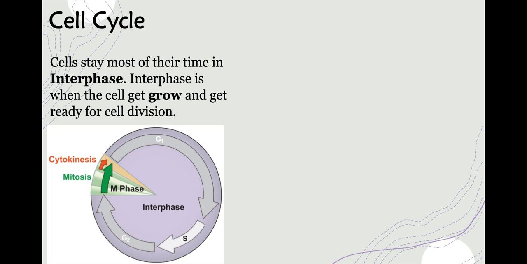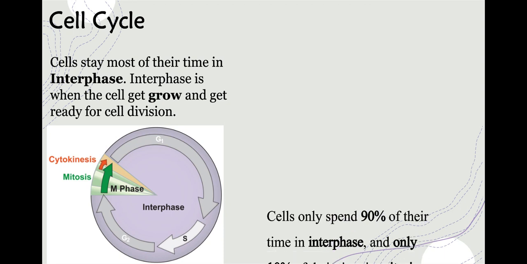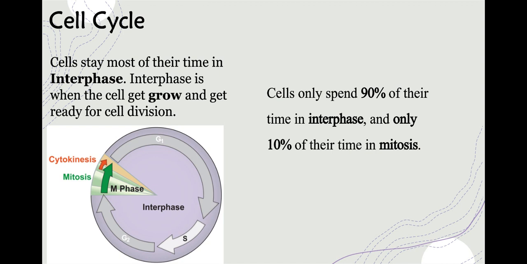So the reason why your cells only spend about 10% of their time in mitosis is because they don't want to constantly make new cells. They want to grow and then divide, grow and then divide. Cells only spend 90% of their time in interphase and only 10% of their time in mitosis. So interphase is where the cells grow, mitosis is where they divide to make a new cell.